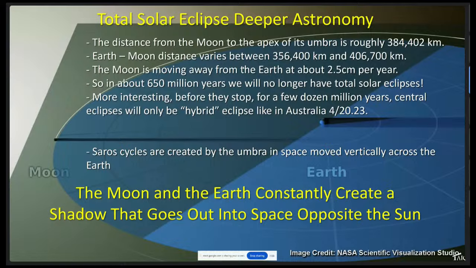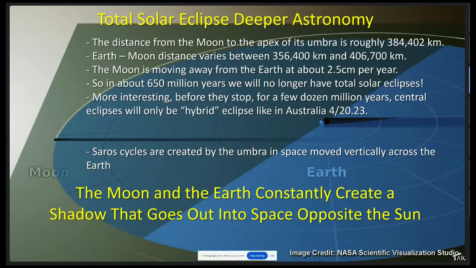And you can look at an eclipse as the Earth getting in the way of the umbra as it's passing by us. But the umbra is only just about as long as the distance from the moon to the Earth. And as you know, that changes. So sometimes we don't get a total eclipse. But the moon is moving away from the Earth at about 2.5 to 3 centimeters a year. So in about 650 million years from now, we won't have total eclipses.